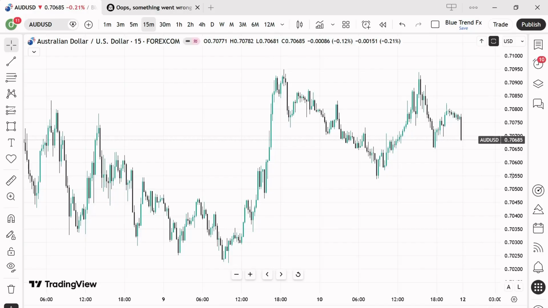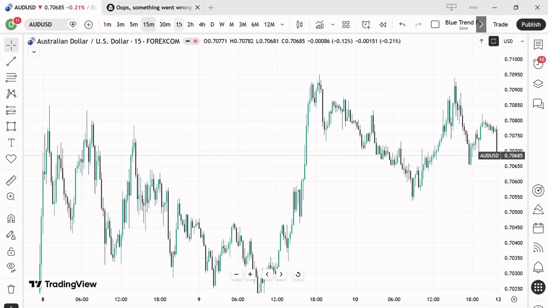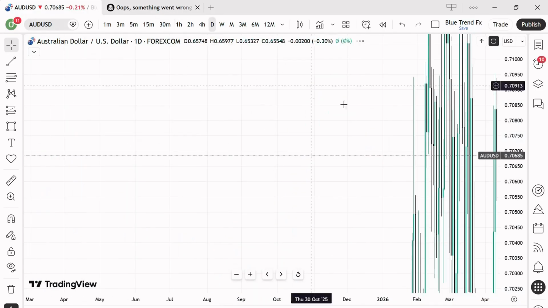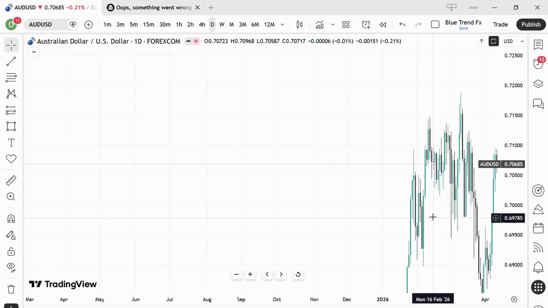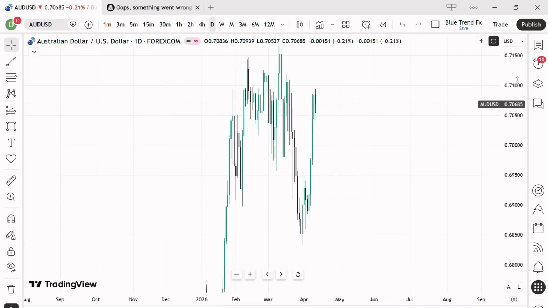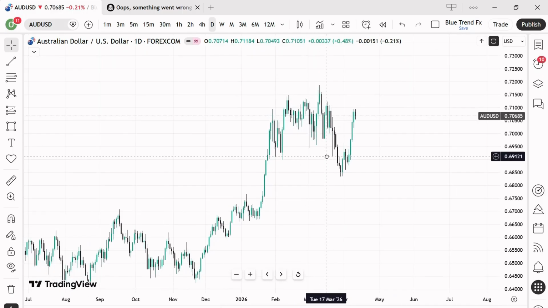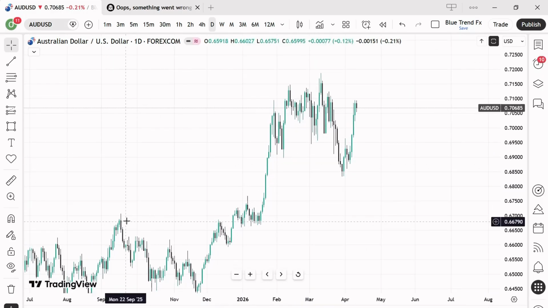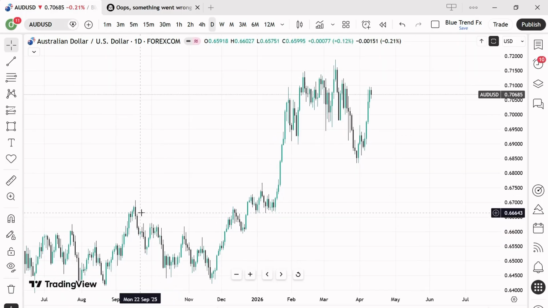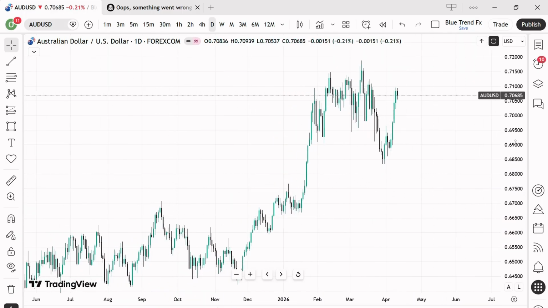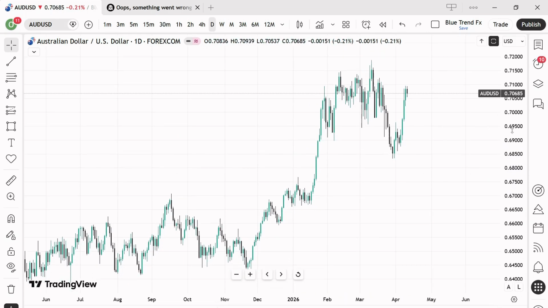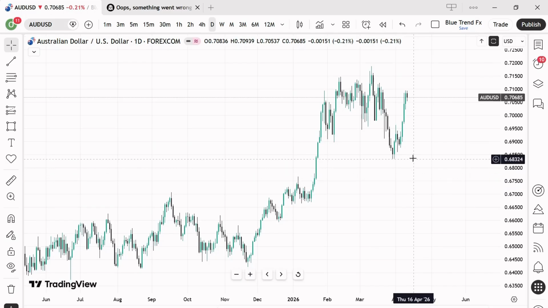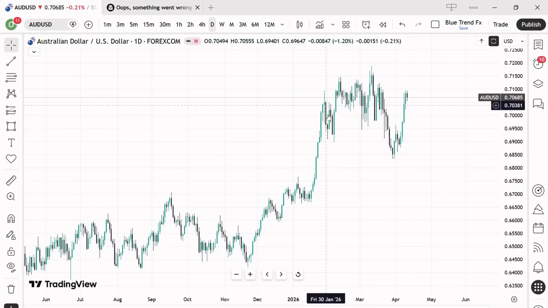So for AUD USD, let's start on weekly. So based on my strategy, SMC, which is smart money concept, I'm sure most of you are going to have a lot to learn from this because it's more of an advanced and refined SMC strategy.